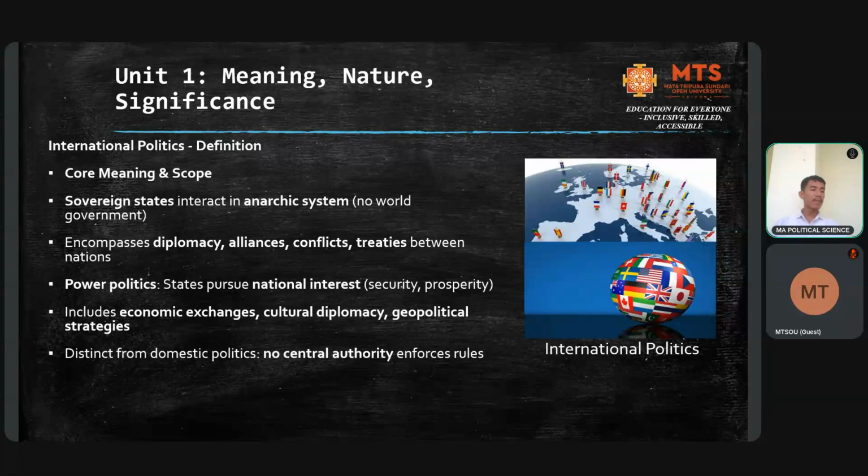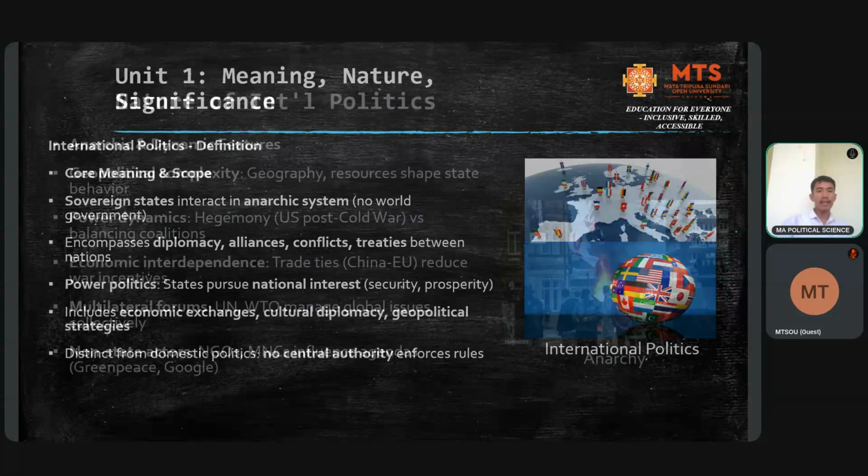So this is not the same as domestic politics. Domestic politics means in a country there is a government who can regulate and make things like this and that. But in global politics, international politics, there is no authority to control, so every country is acting at its own will. Nature. What is the nature? Anarchic and dynamic feature.